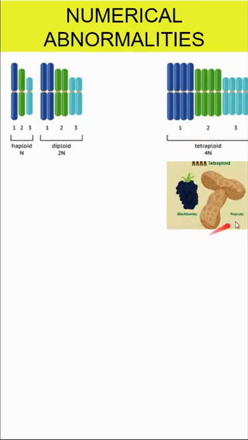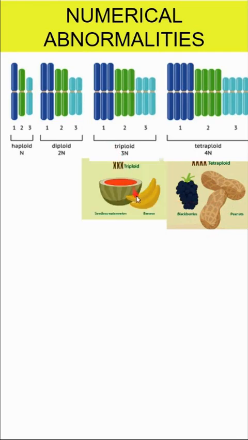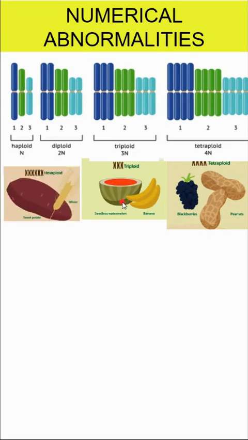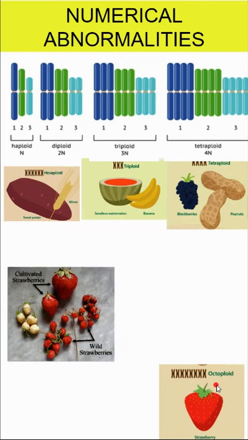So blackberries, peanuts are tetraploid. We can also have triploid. And with these triploids, a lot of times we think about seedless watermelons and bananas. Hexaploid, again, hex is 6, so there's 6 chromosome backups for each individual chromosome that exists with wheat and sweet potato. And we can even have octaploid, where there's 7 chromosomes, but there's 8 copies of those. So a lot of our strawberries that we deal with have 8 sets of 7 chromosomes.